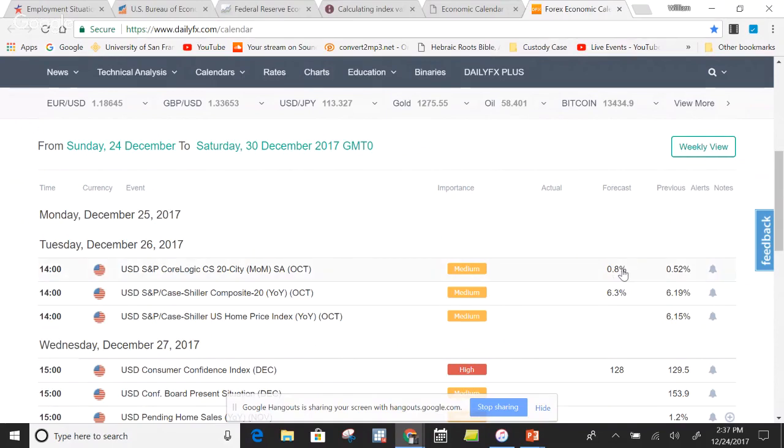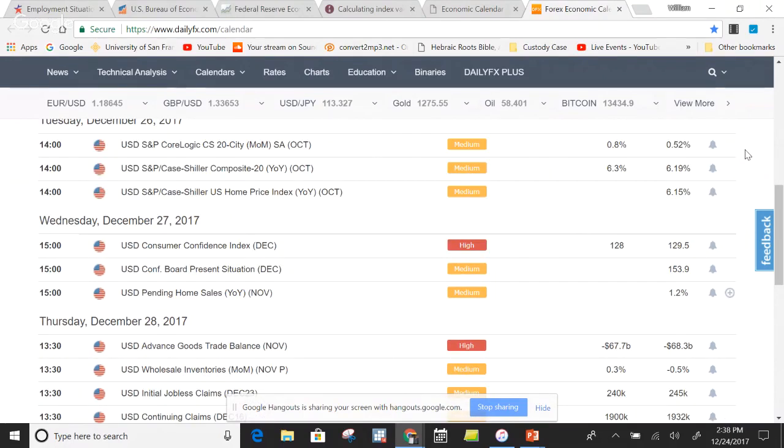So the forecast is going to be an increase of 0.8% for core logistics, or whatever this may be. And for this one, it's going to be 6.3%, right? So how you make this determination is you say, okay, the forecast is going to be 6.3%. Whatever you use to determine the fluctuation of the market is going to be a forecast as well.